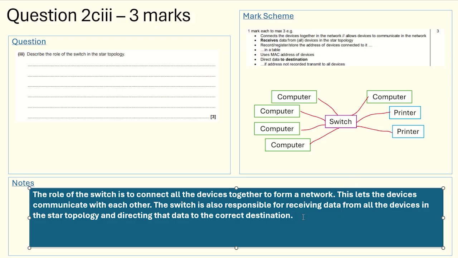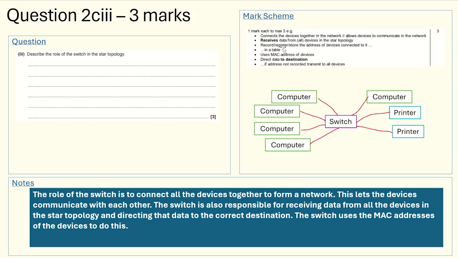We could also add on an extra one onto this just to be doubly sure that we've got the right answer. We could say the switch uses the MAC addresses of the devices to do this, and that fits in with mark point 5 here, uses MAC addresses. Okay, so we've actually got 4 points down there for a 3-mark question, just in case we get an examiner that is a little bit picky with how we've worded things on that answer.